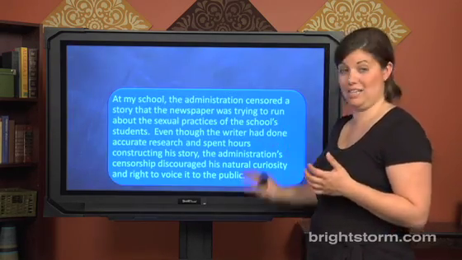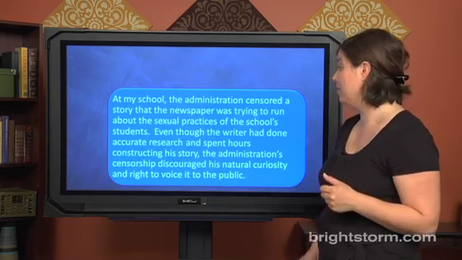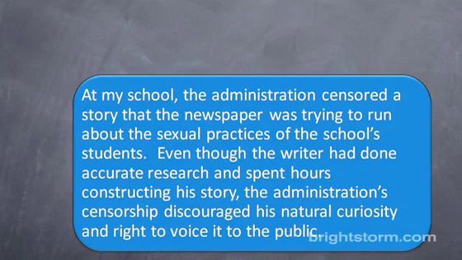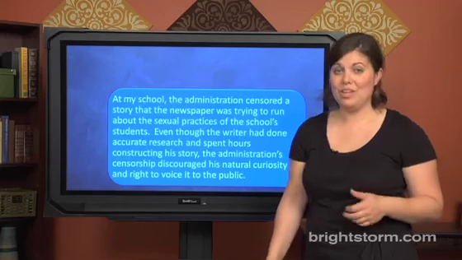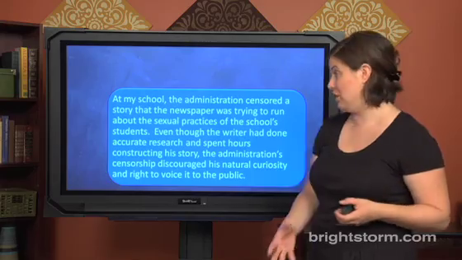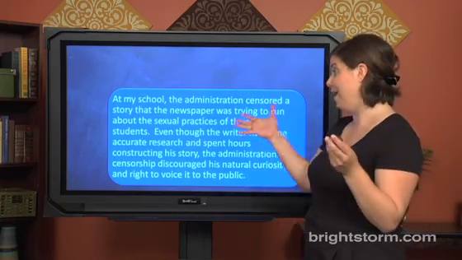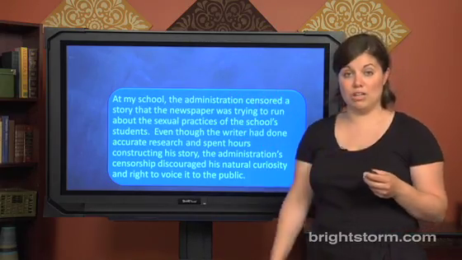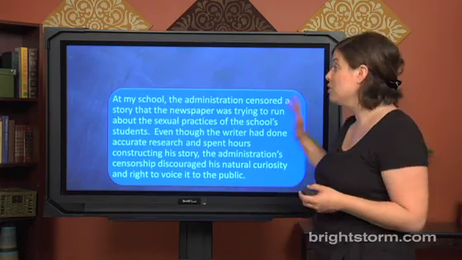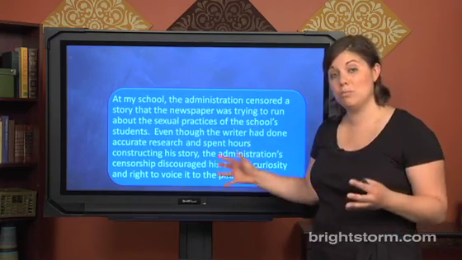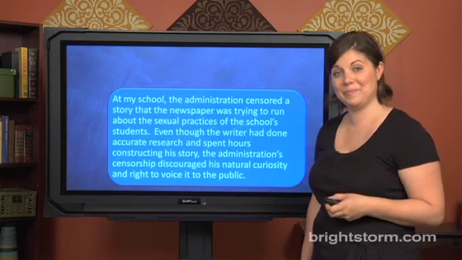A much better example that would be specific and supportive is: at my school, the administration censored a story that the newspaper was trying to run about the sexual practices of the school's students. Even though the writer had done accurate research and spent hours constructing a story, the administration's censorship discouraged his natural curiosity and right to voice it to the public. So here we've got a specific situation. We know it's a personal example because it says at my school. We know what the administration was trying to do. We know what the story was about. So this is a really great example of good support that's very specific.